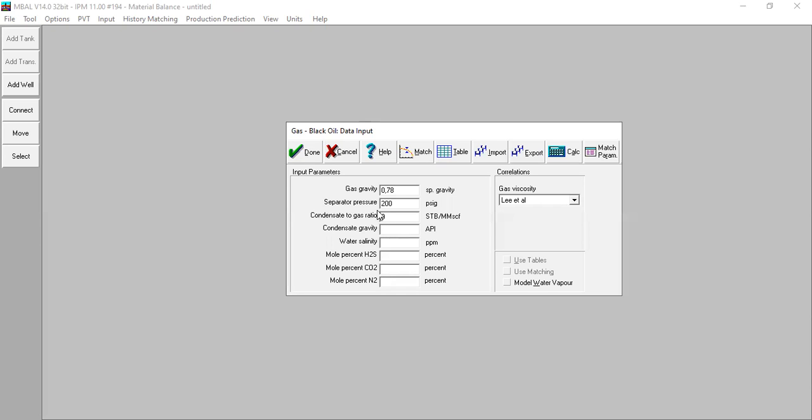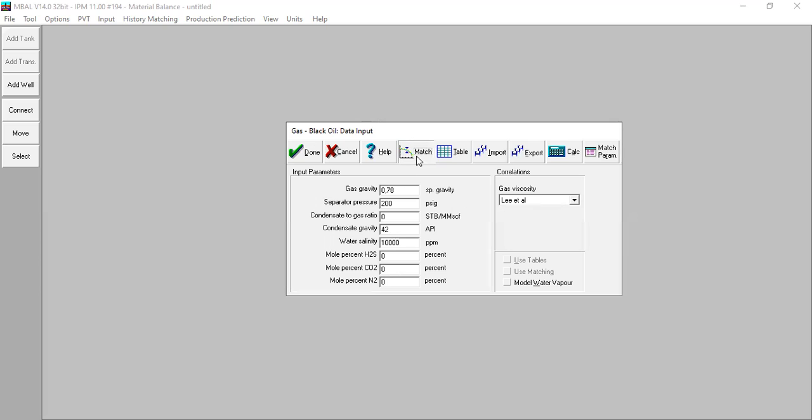Condensate gravity, although it's 0, we still need to provide with data. So yeah, let's say 42. Water salinity, 10,000 ppm. And then no H2S, 0, no CO2, 0, no nitrogen, 0. Clear at all for gas viscosity modeling.